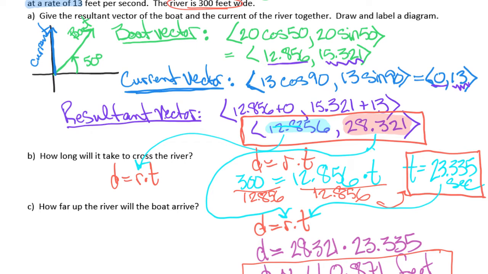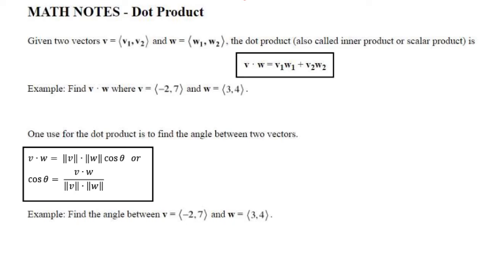Okay, so let's get to our dot product. All right, if we're given two vectors, v and w, we can find the dot product by taking the product of the x components, add it to the product of the y components. Okay, so let's try an example. It says if vector v is -2, 7 and vector w is 3, 4, we can find that dot product, and you write it as v dot w.